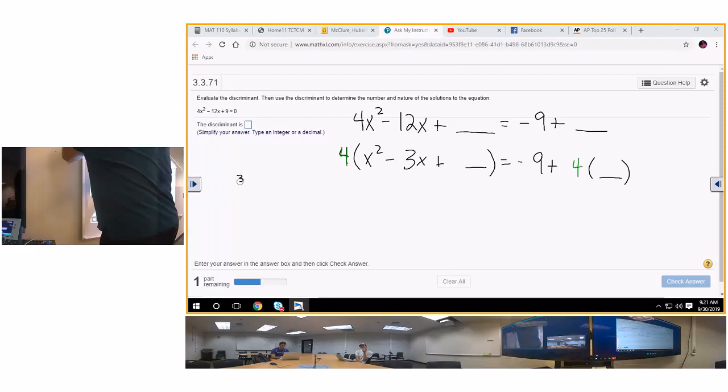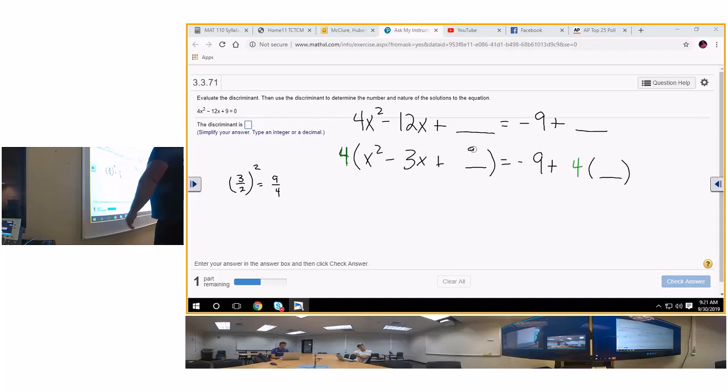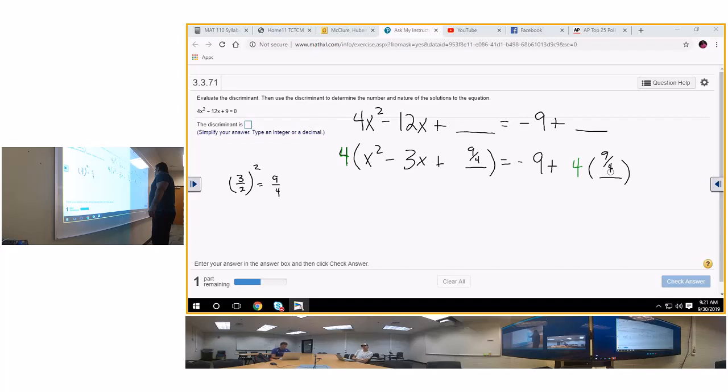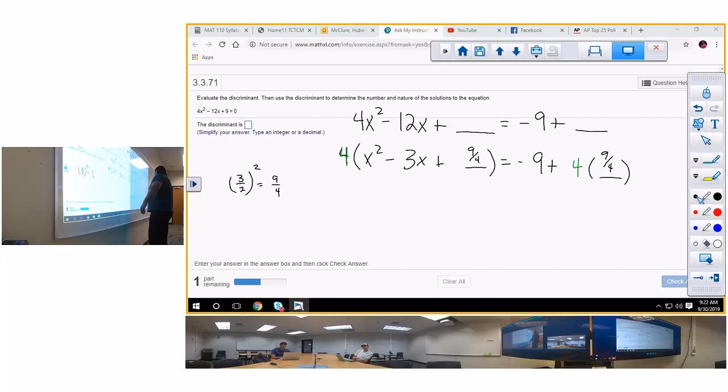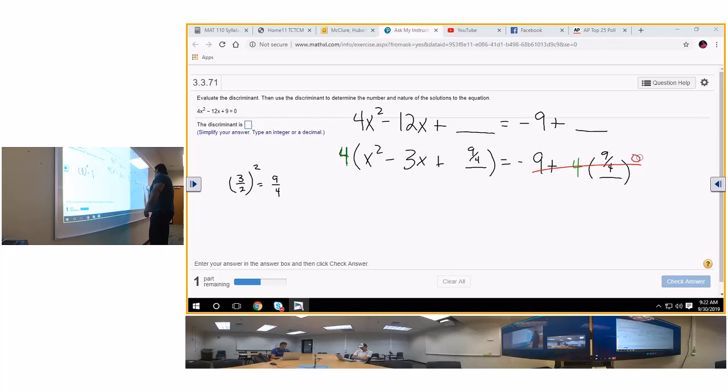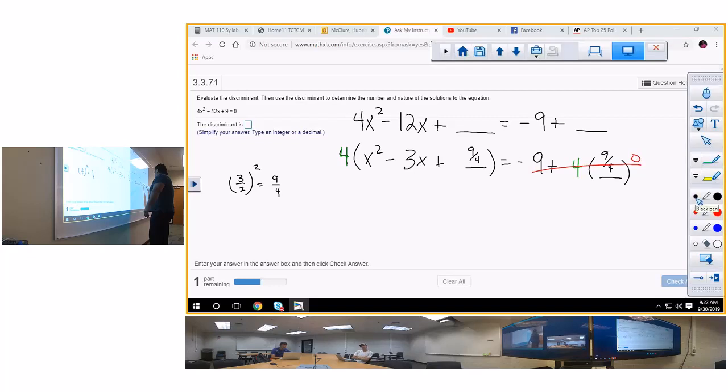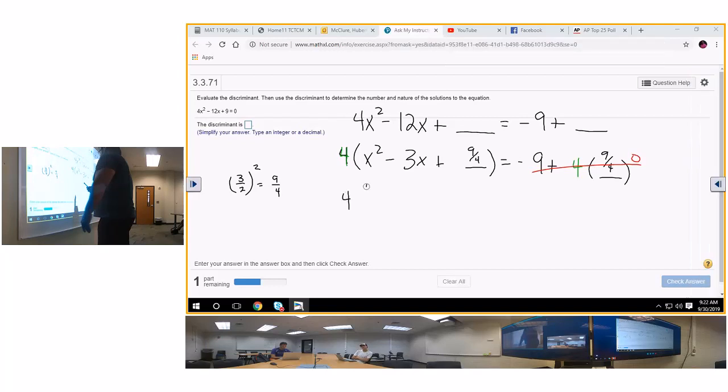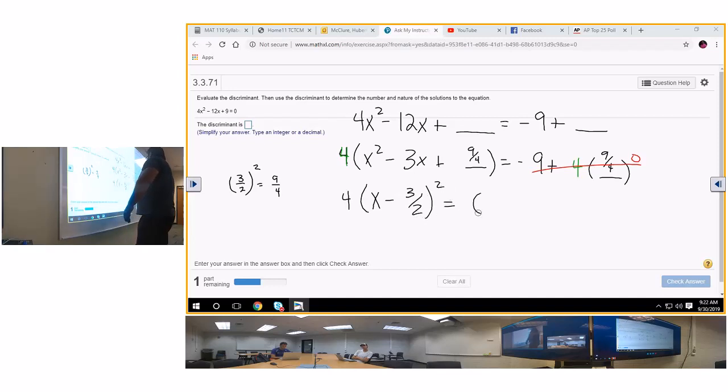3 divided by 2 squared is what? 9 fourths. So we're going to put a 9 fourths here and 9 fourths here. And yes, you do cancel out. All this goes out to what? 0. So you just stare at it for 15 minutes, right? All that goes to 0. Now you can do it however you want to. If you do it mathematically legally, it'll come out to be 0 no matter what you do. So I'm not going to go through all that. So 4 times x minus 3 halves quantity squared is equal to 0.